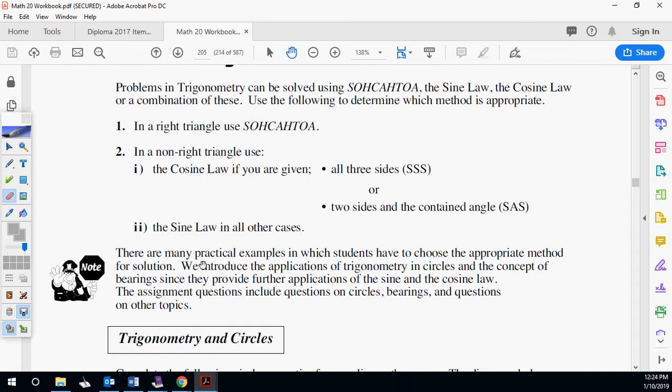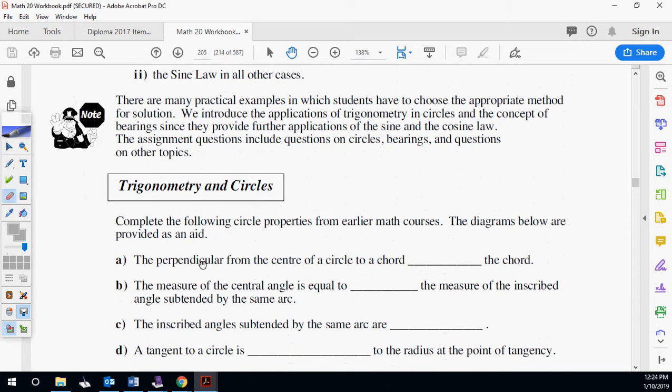Cosine law we're going to use for side, side, side, or side, angle, side. Sine law we use in all other cases. So sine law we use for SSA, right? The ambiguous case. We have to check to make sure we're expecting two, one, or no answers. So that's from our last thing we talked about.